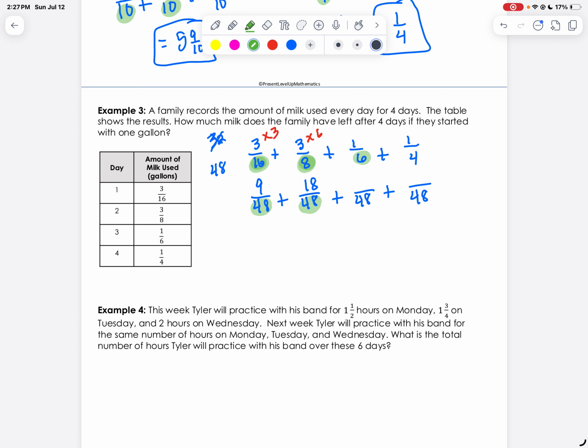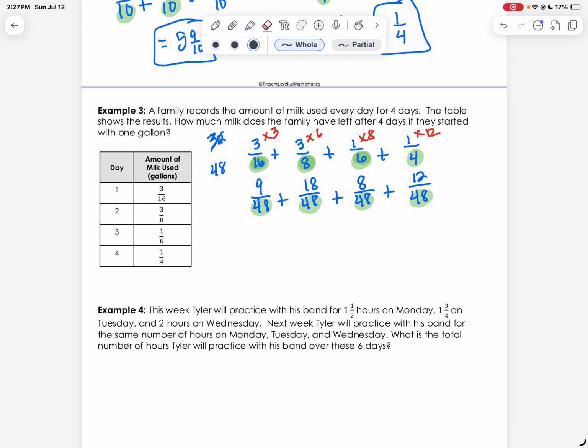All right, going on to the next denominator, 6 will go into 48 8 times. So I'll have to multiply the top by 8. 1 times 8 is 8. And then 4 will go into 48 12 times. So I'll have to multiply that times 12. All right, so now I'm going to add my numerators up.